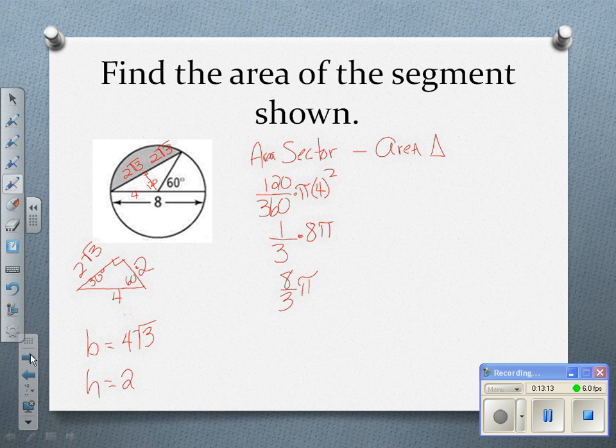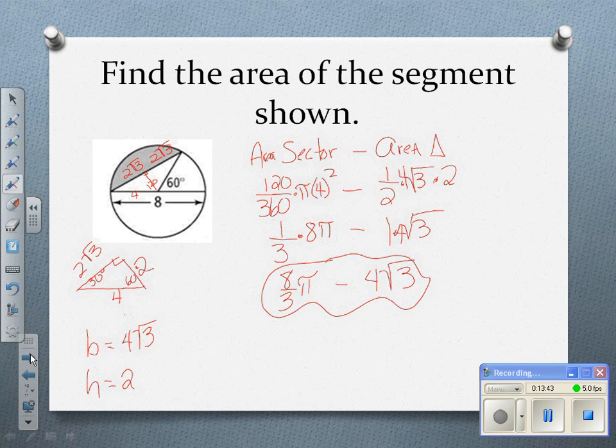The area of my triangle is 1/2 base, which is 4 root 3, times your height, which is 2. Well, 1/2 of 2 is just 1. So I've got 1 times 4 root 3, which is just 4 root 3. So the area of my segment is 16/3 pi minus 4 root 3.